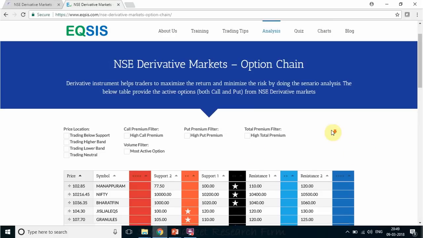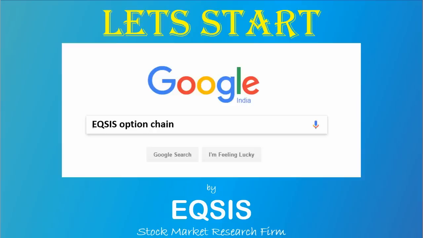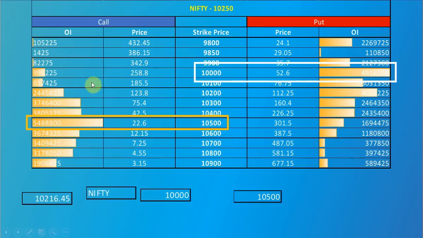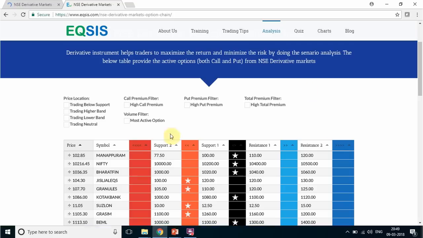What exactly is this data table? See, this particular table, like you see the spot price, the symbol, and you see the put premium and call premium. Which particular put premium? The put with the highest open interest, and the call with the highest call open interest. So that is what is actually displayed here also.